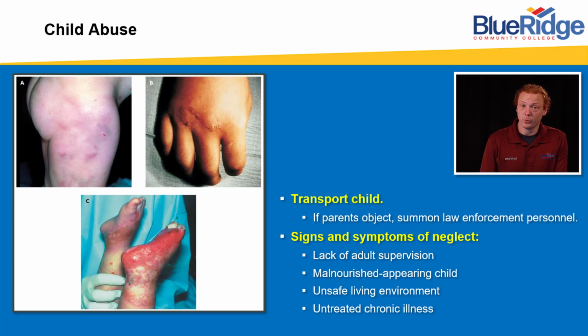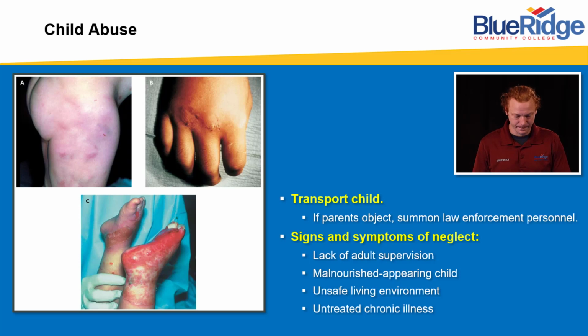Neglect is another form of child abuse. Children who are neglected are often dirty or too thin or appear developmentally delayed because of a lack of stimulation. Lack of adult supervision, a malnourished appearing child, an unsafe living environment, and untreated chronic illness are some signs and symptoms of neglect. Handle each situation in a non-judgmental manner, and know whom you need to contact to report suspected cases.